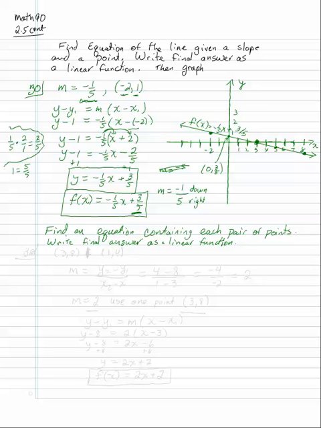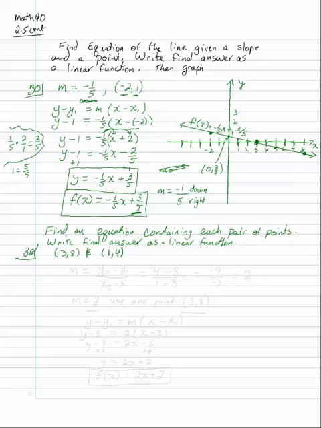Okay, so let's try another example. Find an equation containing each pair of points. Write your final answer as a linear function. So let's try number 38. We have (3, 8) for our first point, and the second point (1, 4).